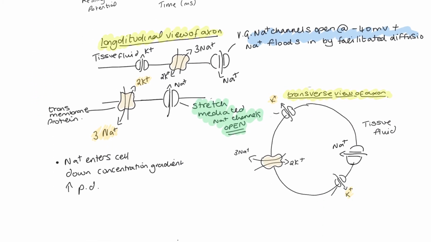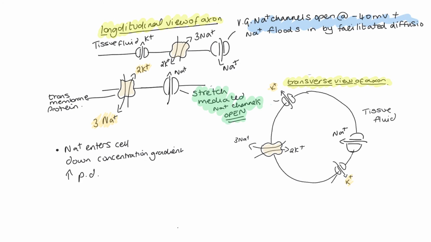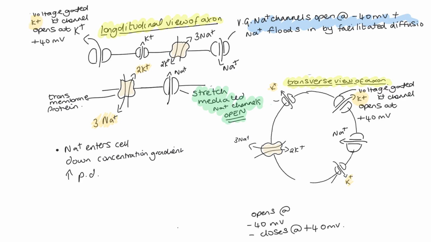What effect will this have? Well, now the potassium is going to flood out down its concentration gradient. As the potassium floods out, it will lower the potential difference. We say that it is repolarizing.